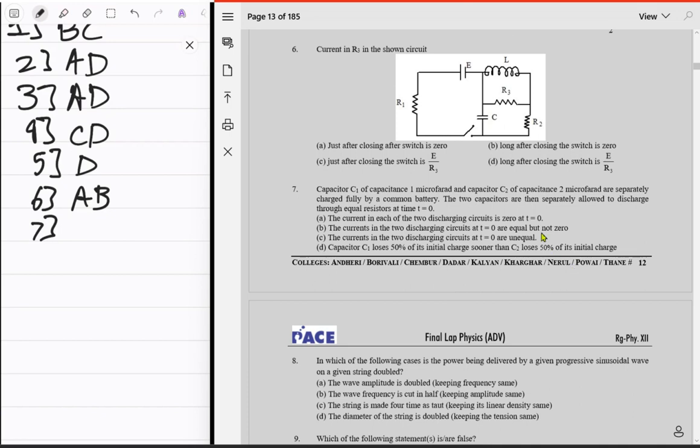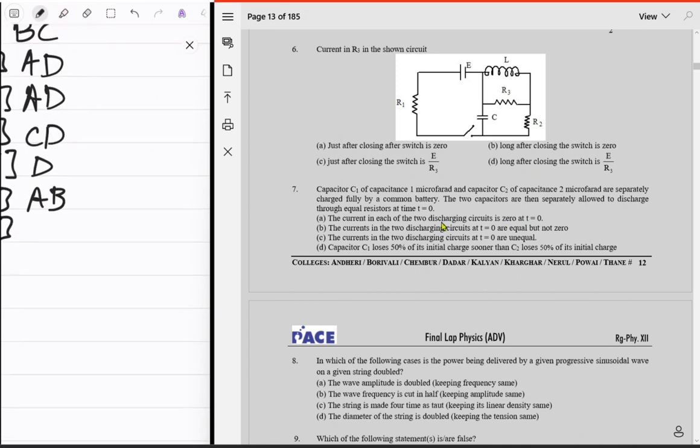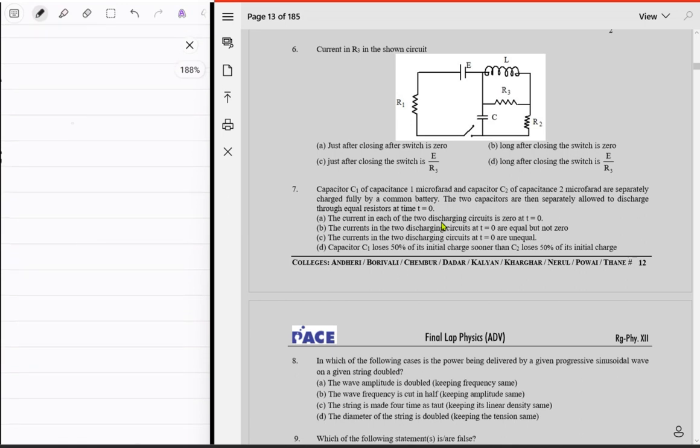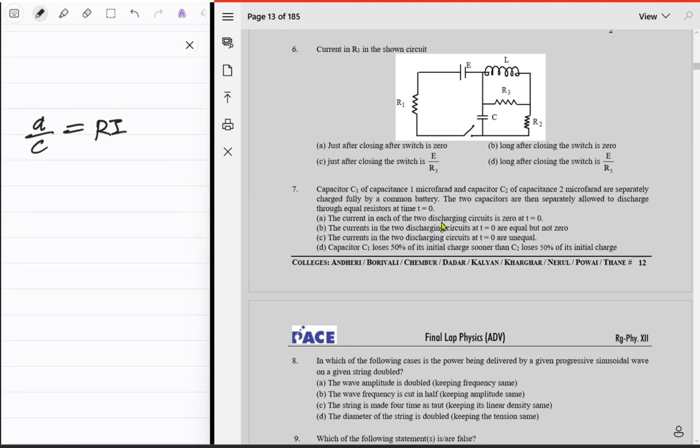Seventh: capacitor C1 of capacitance 1 microfarad and capacitor C2 of 2 microfarad are separately charged fully by a common battery. The two capacitors are then separately allowed to discharge through equal resistors at time t equal to 0. The current in each of the two. Basically, what happens in a CR circuit? Q upon C is equal to RI, and I is just negative dq upon dt. We're asked about current, and also about charge in the end. We'll just figure out about charge itself.